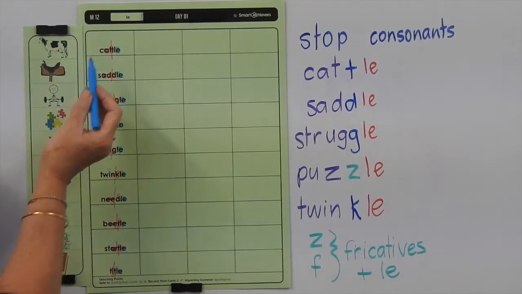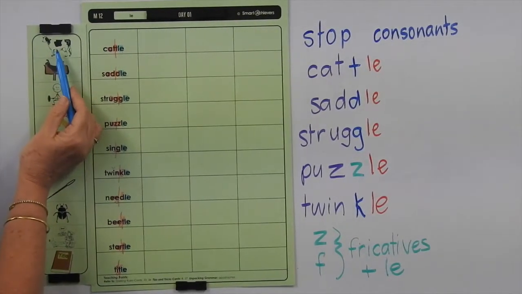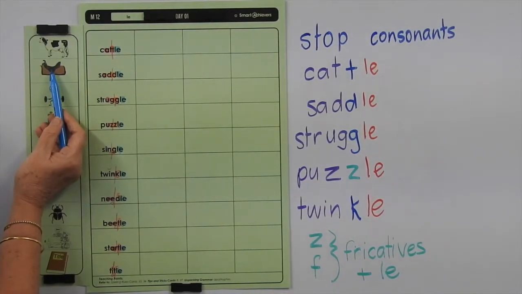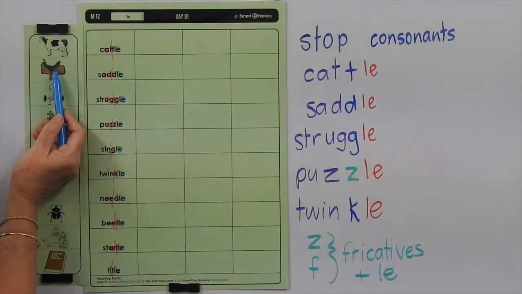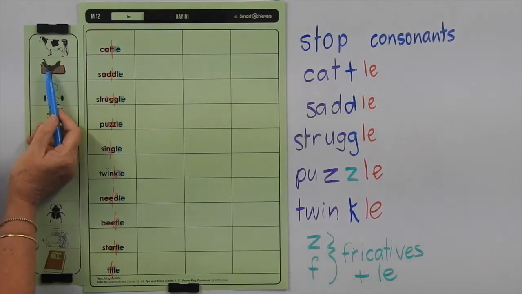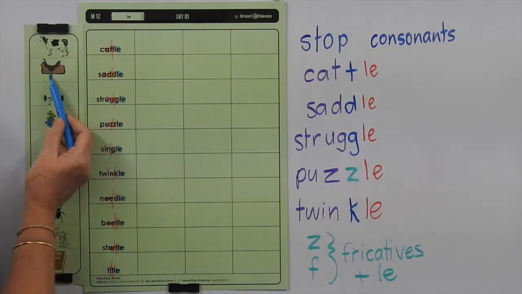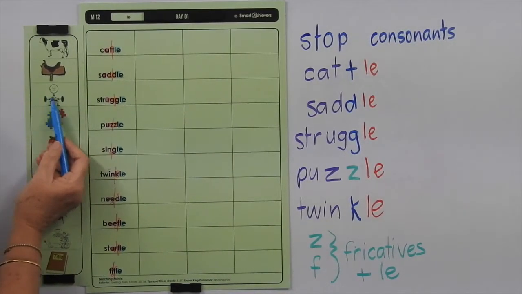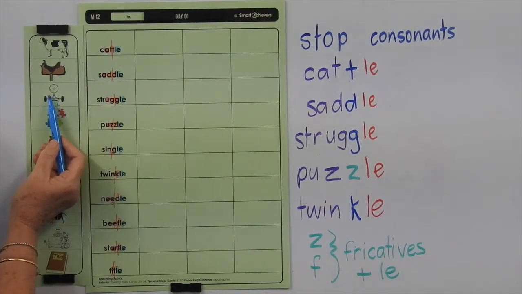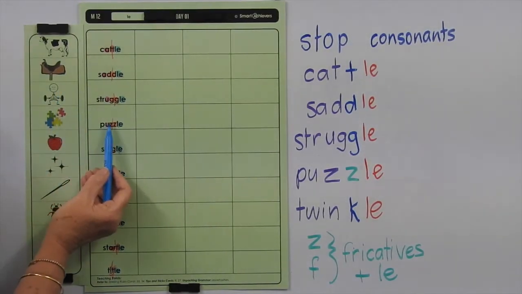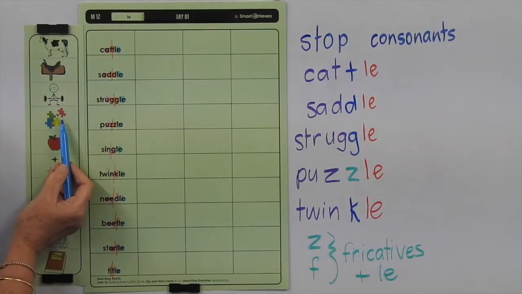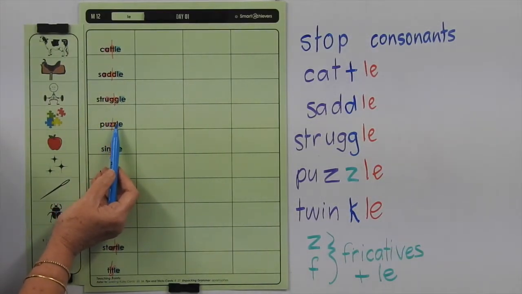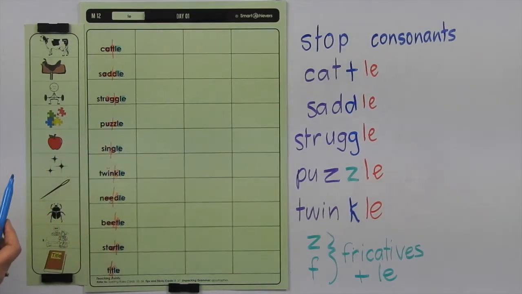Okay, let's look at what these words mean. We've got cattle means a group of cows. A saddle is something that you'd put on the back of a horse to make your ride more pleasant and safer, and it's usually made of leather, and it's strapped to the horse with a girth. Struggle means when you have to try hard to do something. It takes a lot of effort to do it. A puzzle might be you're doing a jigsaw puzzle, or you're confused about something and you have to puzzle it out, you have to work it out to get things right.